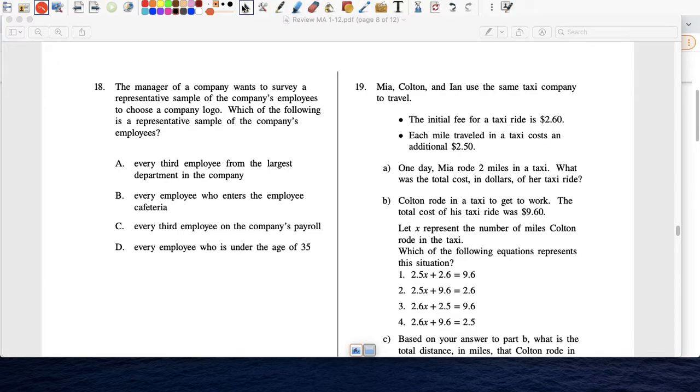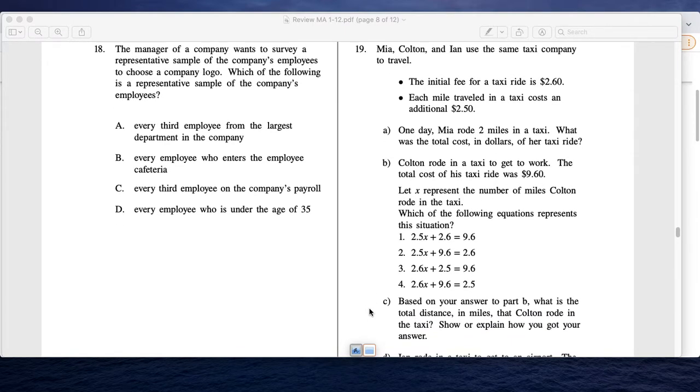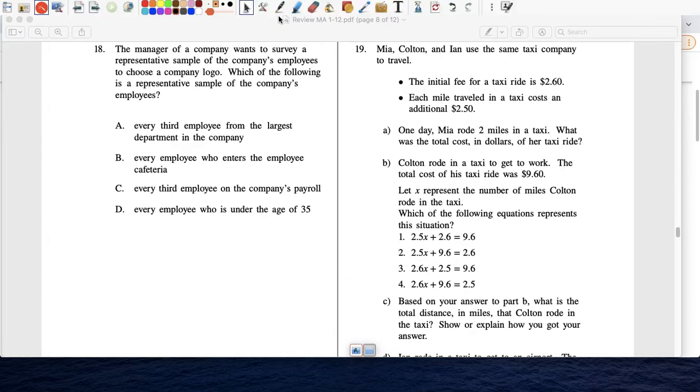19. Mia, Colton, and Ian use the same taxi company to travel. The initial fee for a taxi ride is $2.60. That means just for hopping in the taxi, you have to pay $2.60. You open the door, sit in the cab, he turns the meter on, you already have to pay him $2.60, and you haven't even driven anywhere.